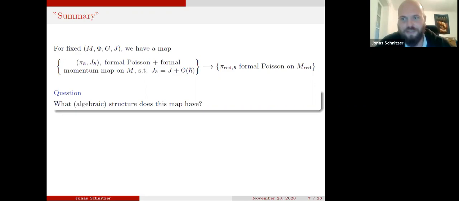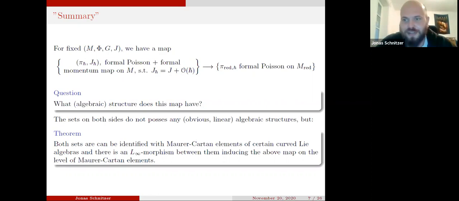Because on the left-hand side, you have moment maps with Poisson structures. They do not possess any obvious linear structure. They're not a vector space. You cannot add Poisson structures. The same on the right-hand side, but there is a big but in this. Both sets are Maurer-Cartan elements of certain curved Lie algebras, and there is an L-infinity morphism connecting these curved Lie algebras.